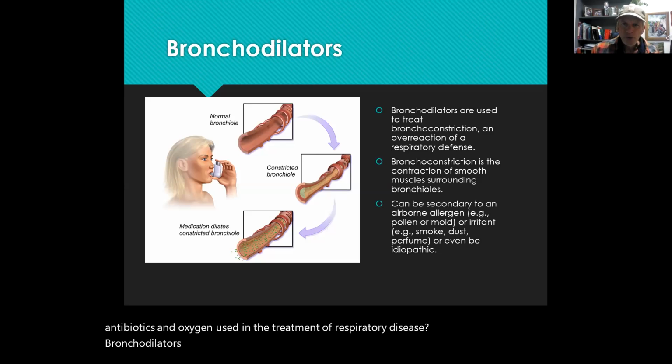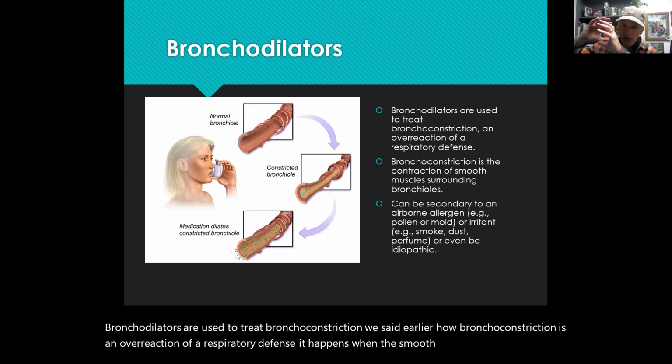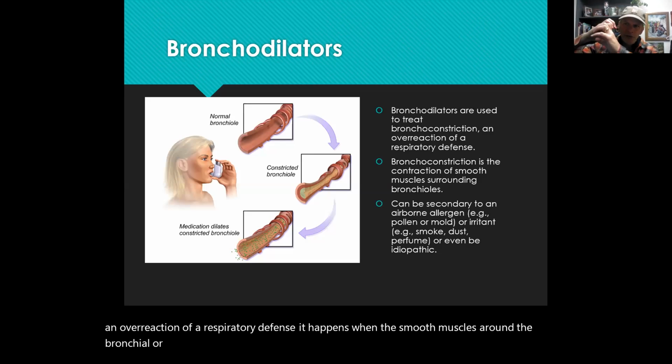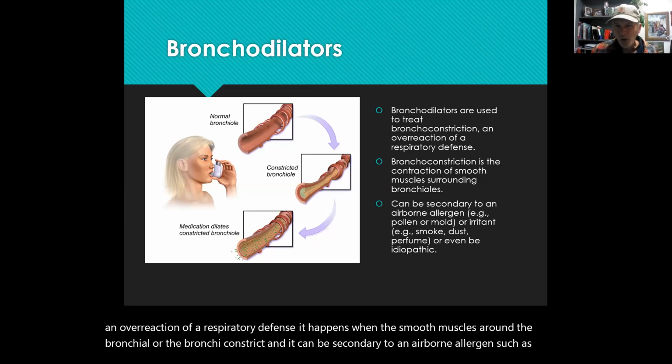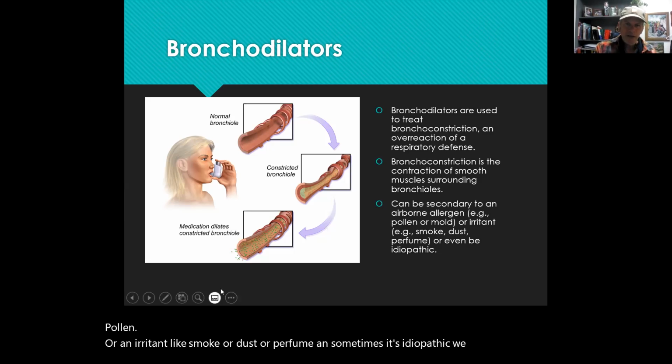So, bronchodilators are used to treat bronchoconstriction. We said earlier how bronchoconstriction is an overreaction of a respiratory defense. It happens when the smooth muscles around the bronchi constrict, and it can be secondary to an airborne allergen such as pollen or an irritant like smoke or dust or perfume. And sometimes it's idiopathic. We cannot find a cause, but this happens.